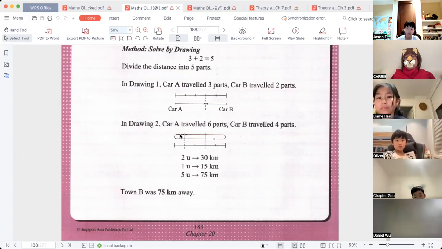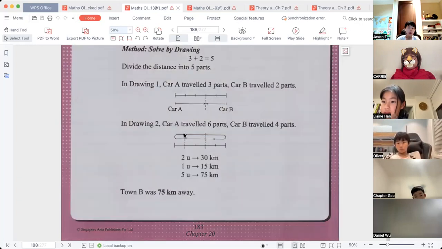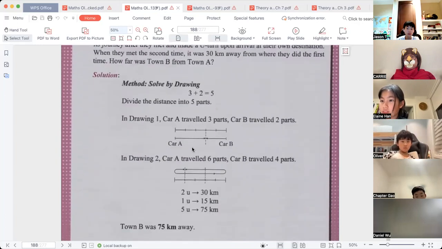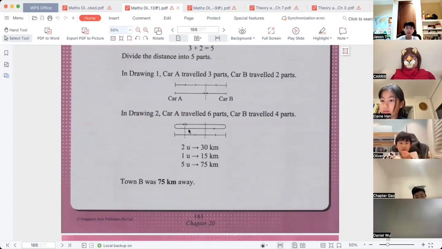Correct? So if you take a look at this one, this is the second time they meet. This is the first time they meet. And you can see they're exactly 2 parts apart. So 30 kilometers is equal to 2 parts. So you just use 30 divided by 2 equals 15. So each unit is 15 kilometers.